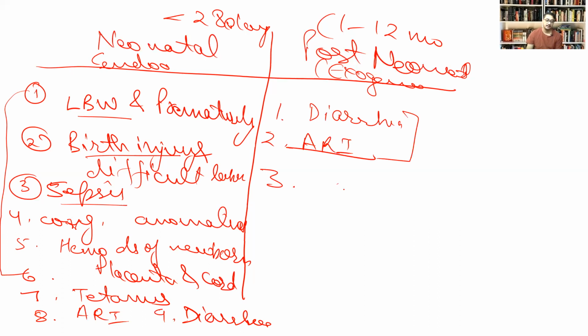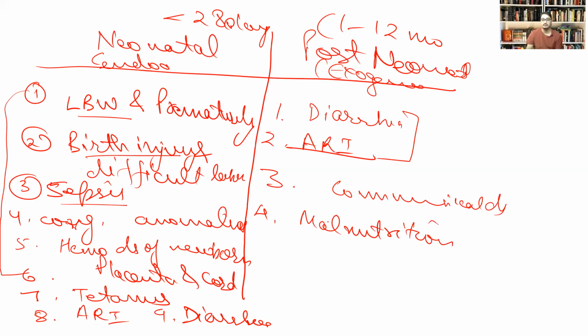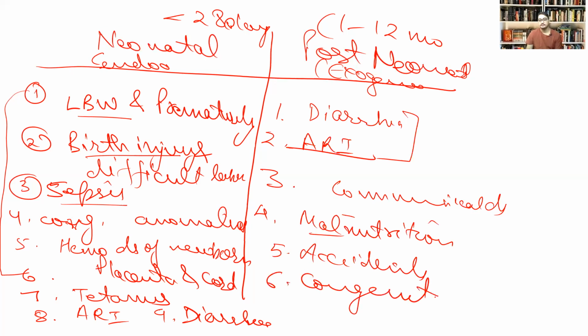Third, there are some other communicable diseases, which are a cause of post-neonatal mortality. Then we have malnutrition. These are a unique set, because of the environment these things are happening. Then again we have accidents, and finally sometimes congenital anomalies also manifest a little late. So with this, the causes of infant mortality come to an end.